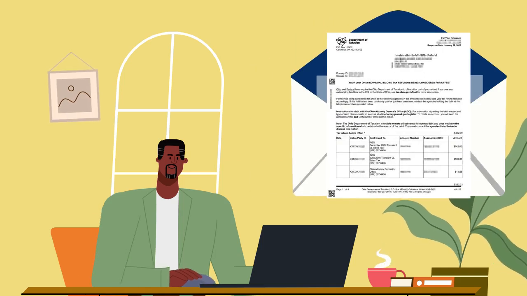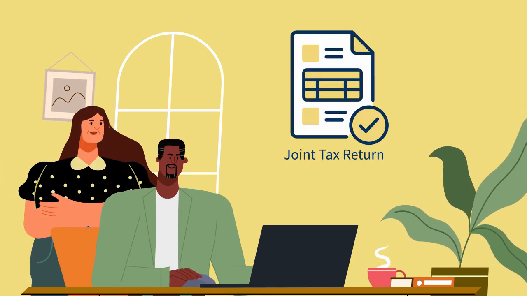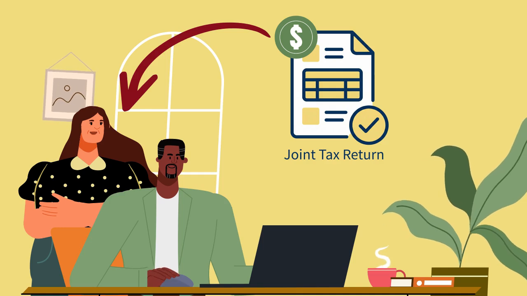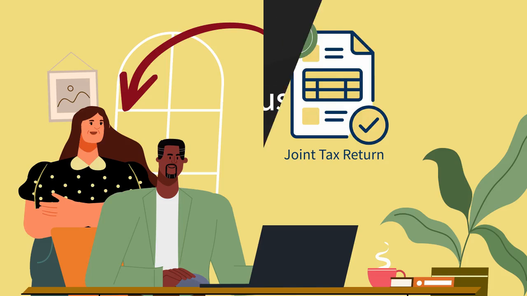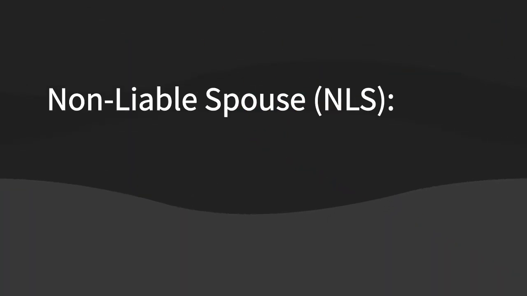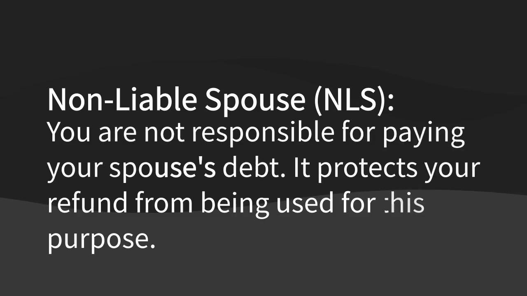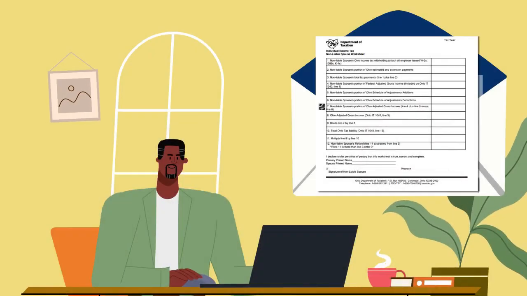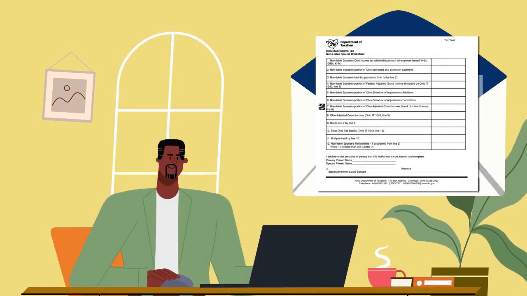If you receive an offset notice and you filed a joint return and your spouse owes a debt, remember that you may be eligible to be treated as a non-liable spouse. A designation as a non-liable spouse, or NLS, means that you are not responsible for paying your spouse's debt. It protects your refund from being used for this purpose. You just have to complete a non-liable spouse worksheet and submit it on time.